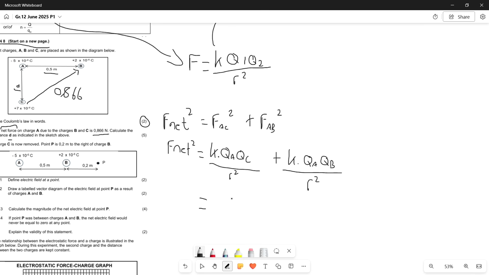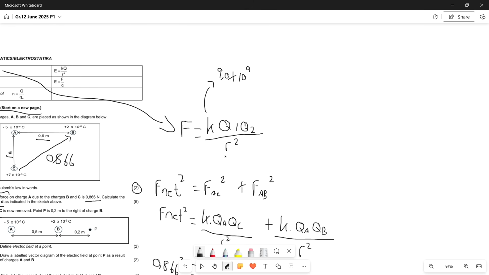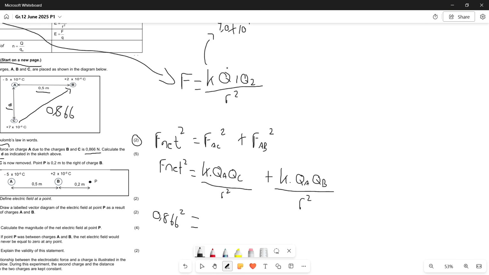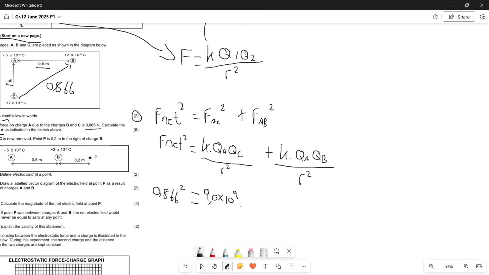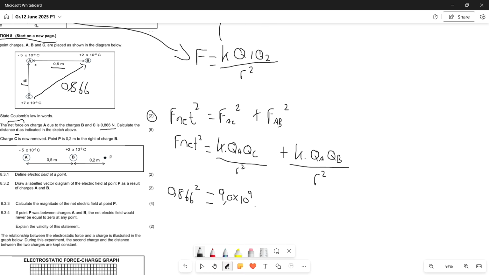we can go ahead and plug in our values over here. So our F net is 0.866 squared. Our K is what we have on our constant sheet, that is 9.0 times 10 to the 9. Our QA over here is -5, but we don't have to plug in the negative into these formulas, considering this negative is being attracted to this positive, this B over here, and this negative is also being attracted to this 7 over here, which means we can ignore it because they're both being attracted. And either way, considering we're going to square this whole formula here, it means we do not have to insert the negative there because ultimately it is going to end up positive.